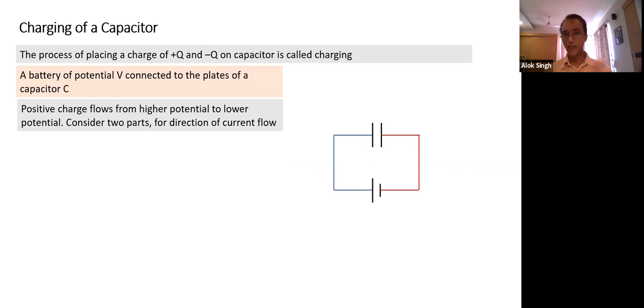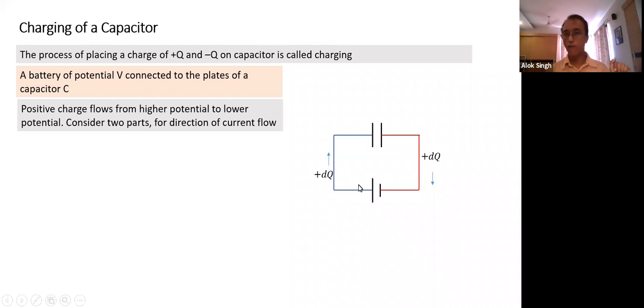Consider the two parts, as I mentioned, for the direction of charge flow or current flow. I hope all are clear. In the left part, it flows from the positive plate of the battery to the plate of the capacitor. Here, charge will flow out from the capacitor plate. If positive charge is moved out from the plate, it will acquire negative charge. The positive charge flowing into the plate makes it acquire a positive charge.